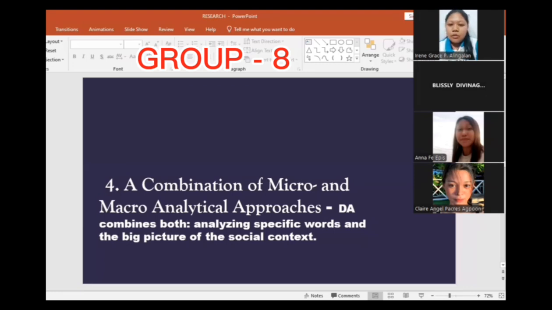So to sum it all up, discourse analysis is focusing on how we use language to create meaning and understanding, not just about language in itself. And it recognizes that language is flexible, subjective, and deeply connected to social context. So that's all for my topic.